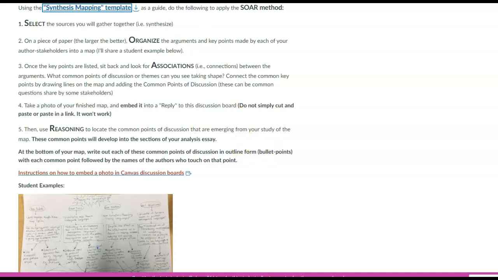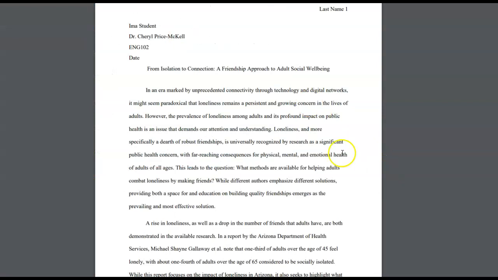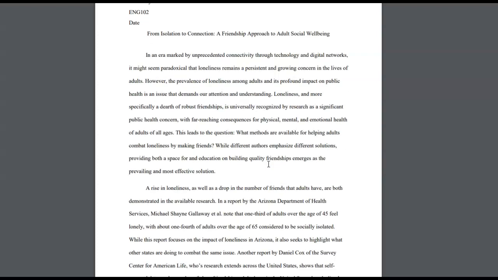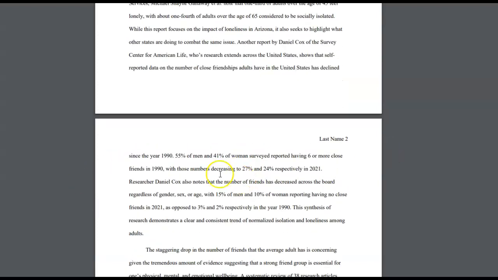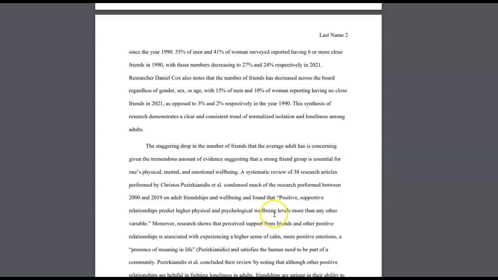So if you look over at the student examples, okay, here's the first one about friendship. Okay, they have their thesis right there. And if you look at their topic sentences, you will see the common points of discussion. First, a rise in loneliness as well as a drop in the number of friends that adults have are both demonstrated in the available research. That was one of the common points of discussion. And then they share and describe the different sources and what they had to say about that.